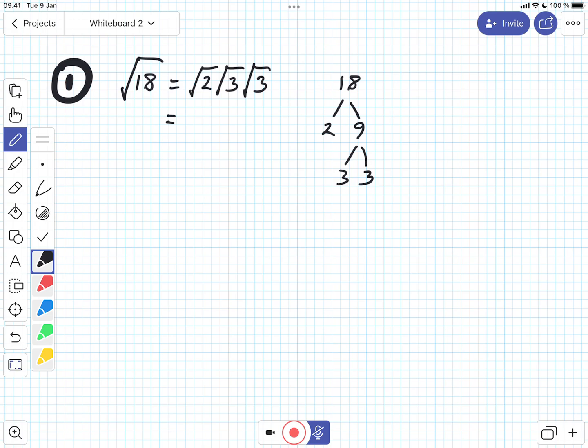Now the square root of 3 times the square root of 3 is just 3, because a square root is exactly that. It's the number that you have to multiply by itself to get the number that it's the square root of. So by definition, the square root of 3 times the square root of 3 is just 3. So the square root of 18 is the same as the root of 2 times 3, or writing that more conventionally, 3 at the start, root 2. So the square root of 18 is the same as 3 times the square root of 2. And that is simplified in the sense that you've got the smallest number possible in the square root sign.